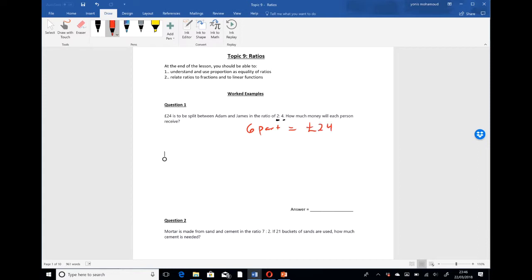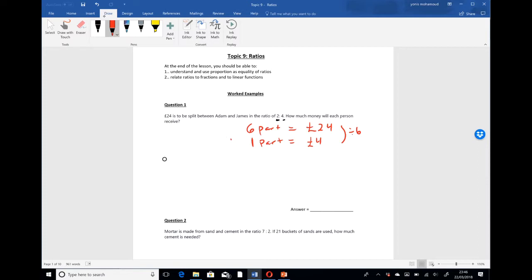Before we work out how much Adam gets and how much James gets, let's work out how much one part is equal to. One part will therefore equal 4 pounds. The way I worked it out was I did 6 divided by 6 to get me 1. What I did to that side, I have to do to the other side. So 24 divided by 6 gives me 4.